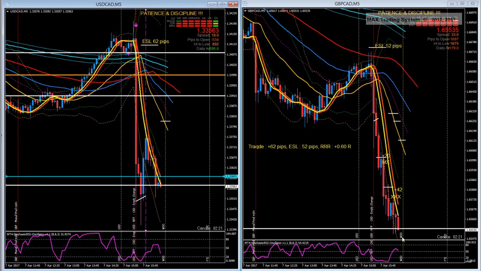The price is again attacking the support level on the two pairs, so we can see if the price will respect and bounce off from these levels or cross these levels.